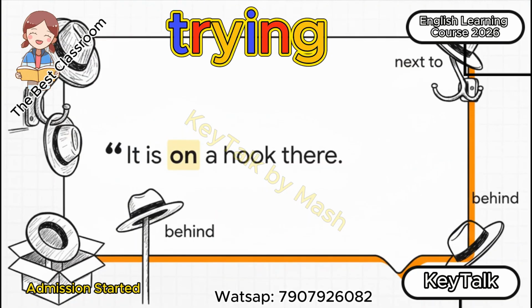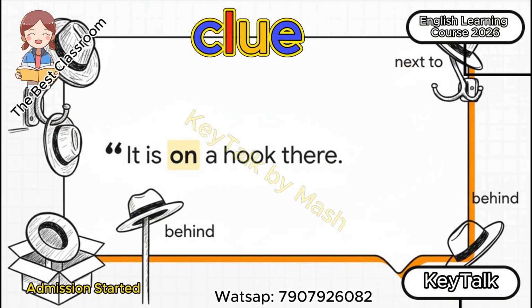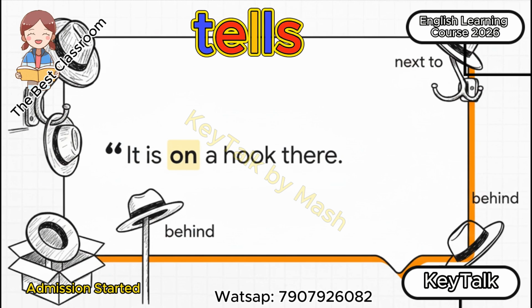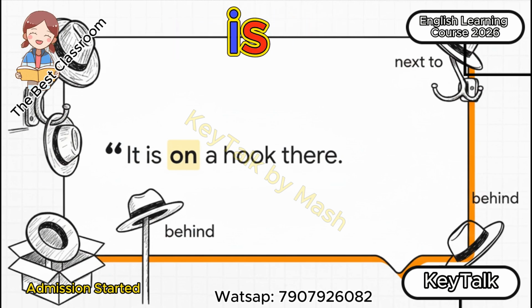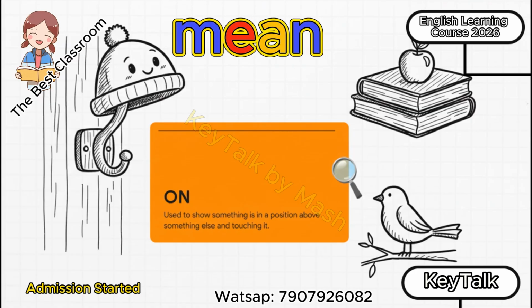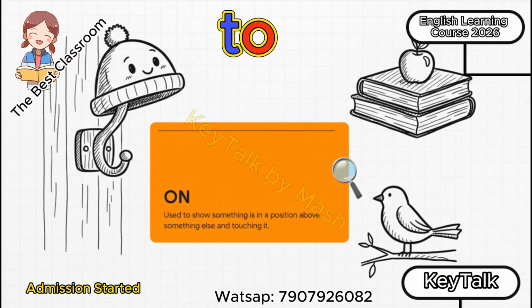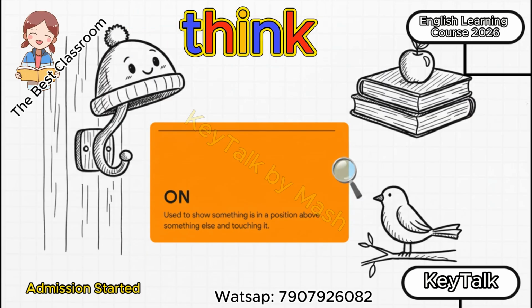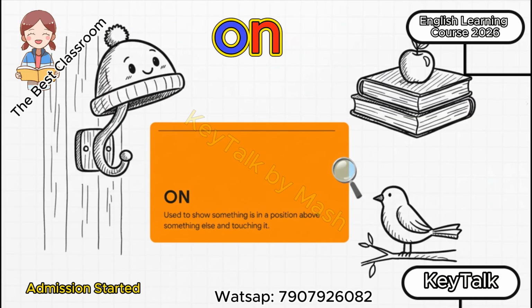So Nasira, trying to be helpful, gives Mash a clue. She says, "It is on a hook there." See that word, on? That's a huge clue for us too. It tells us exactly where the hat is. So what does on really mean? Well, it's pretty simple. We use it to show something is sitting on top of something else and it's touching it. Think about Mash's hat resting right there on that hook. It's above the hook and it's touching it.